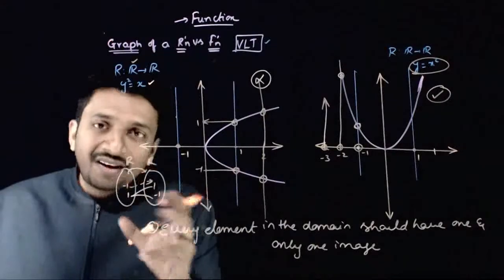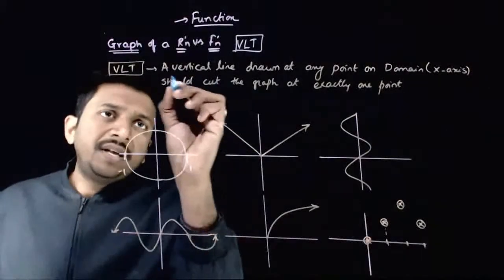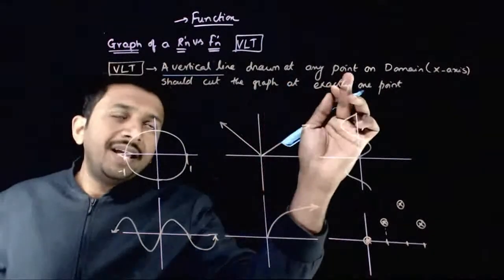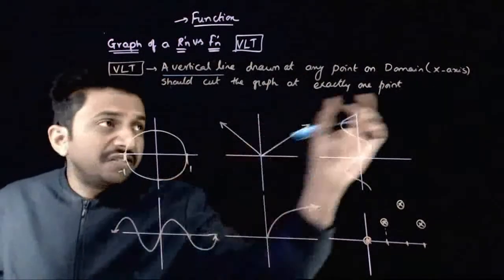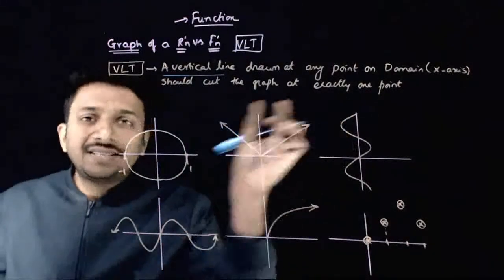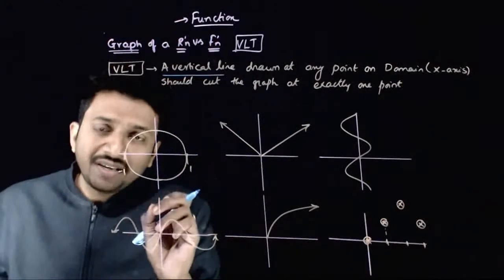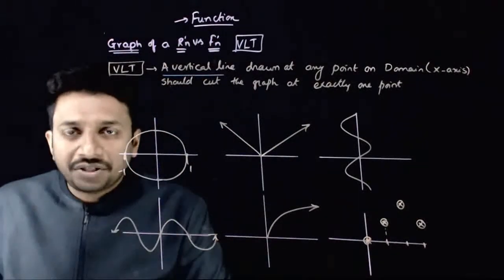So now let us write this down properly. The vertical line test says that a vertical line drawn at any point on the domain, which is on the x-axis, should cut the graph at exactly 1 point. So if this condition is satisfied, then the relation will become a function.